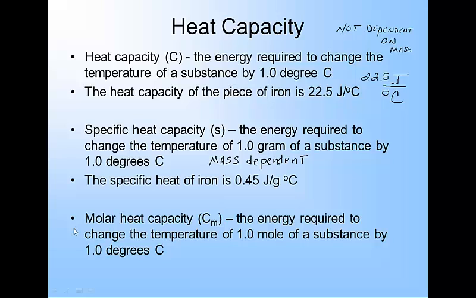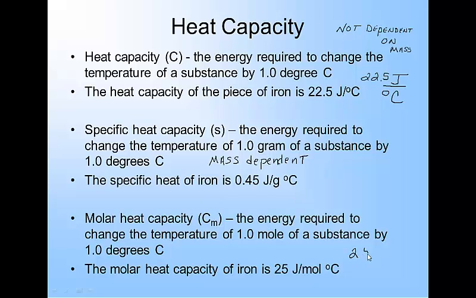Molar heat capacity is the third and final definition for capacities. And just like the name says, it is dependent on moles of a substance. Therefore, it is dependent on mass of a substance. Molar heat capacity is the energy required to change the temperature of 1 mole of a substance by 1 degree Celsius. Molar heat capacity of iron is 25 joules per mole degree Celsius. So it takes 25 joules for every 1 mole of iron to raise the temperature 1 degree Celsius.